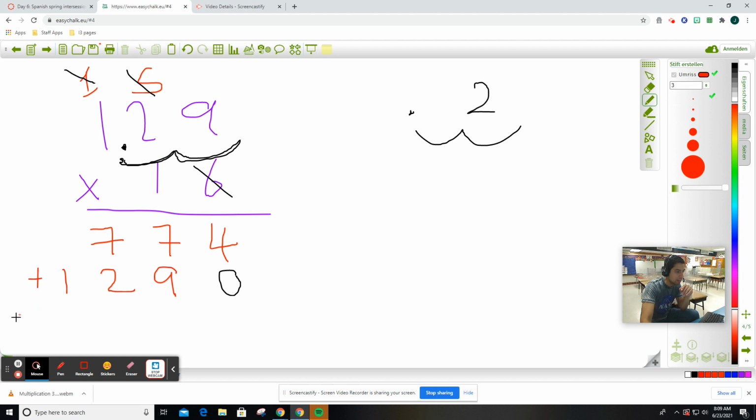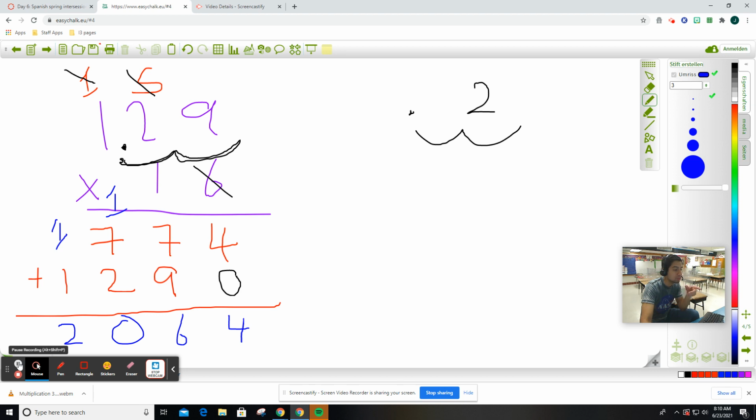And now I'm going to add my partial products. These are my partial products. So here I'm going to have 4 plus 0. Then I have 7 plus 9, that will give me 16. Then I have 7 plus 1 plus 2, that's going to give me 10. Regroup, carry over my 1. And here I have 1 plus 1, which will give me 2.